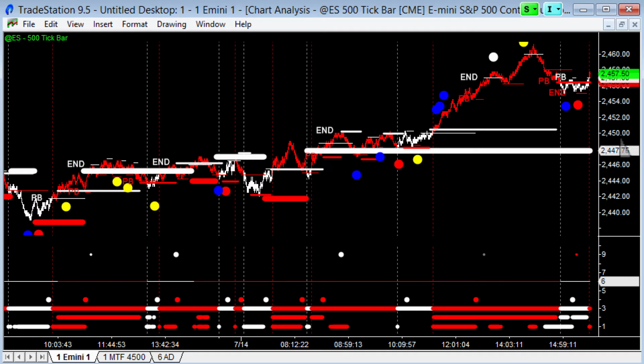Really important, the hundreds, the 50s are all psychologically, technically really important levels. So 2450, psychologically, technically important level. We broke through it with exhaustion buy volume, and we're off to the races on the way up.